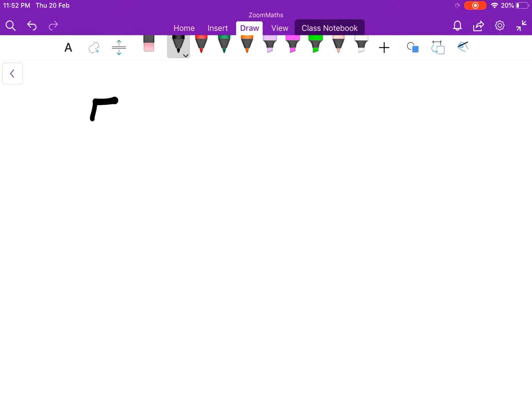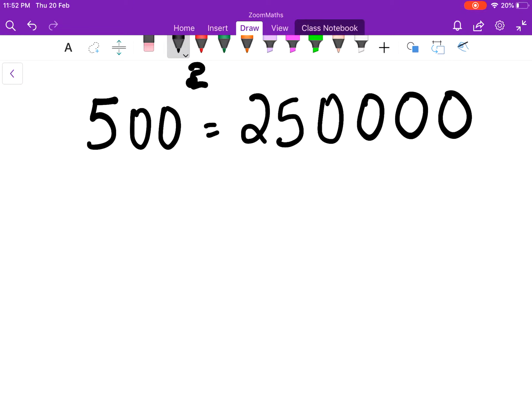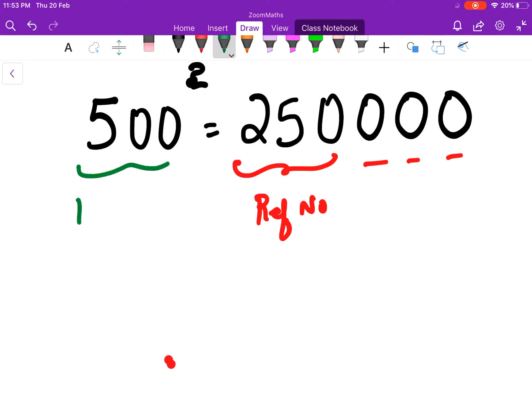Let's do a basic one, 500 square. 500 square is nothing but 5 square, which is 25, followed by 4 zeros. Now over here 250 becomes your reference number, and the remaining 3 digits we'll use to add the square of the number. Then 500 is your base number, and this is your reference number.